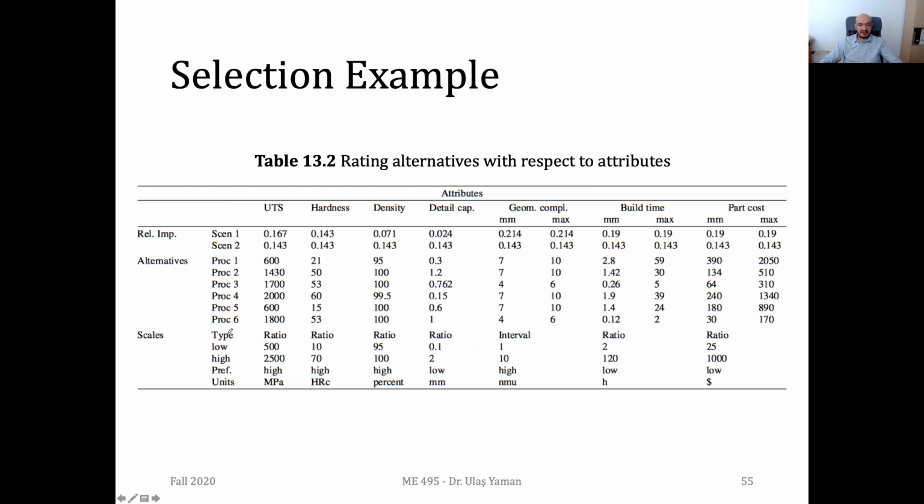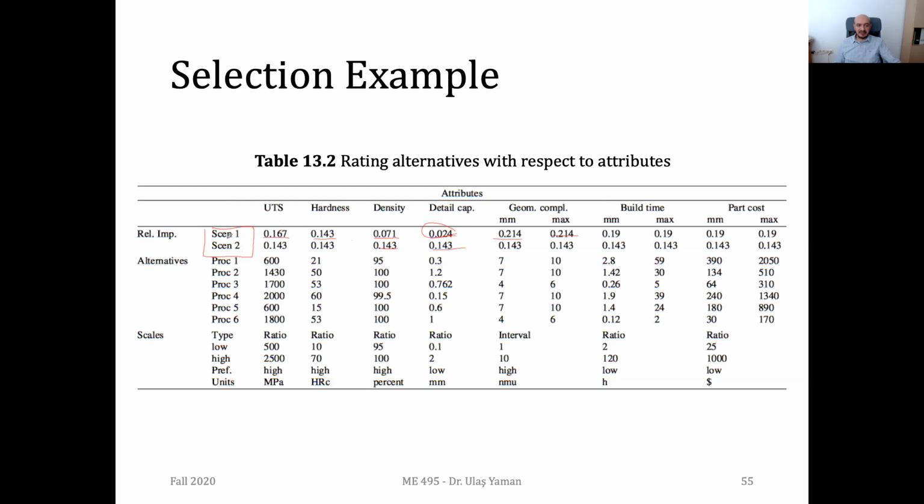So let's go back to this table. And we said that there are 2 different scenarios. In the first one, you see we have different importance for different properties. Which one has the highest importance? Yes, geometric complexity has the highest importance. And then we have, I think, cost and build time. And which one is the least important? I think it's the detailed capability of the process. It has the least importance. But if you look at the second scenario, all the properties have equal importance.